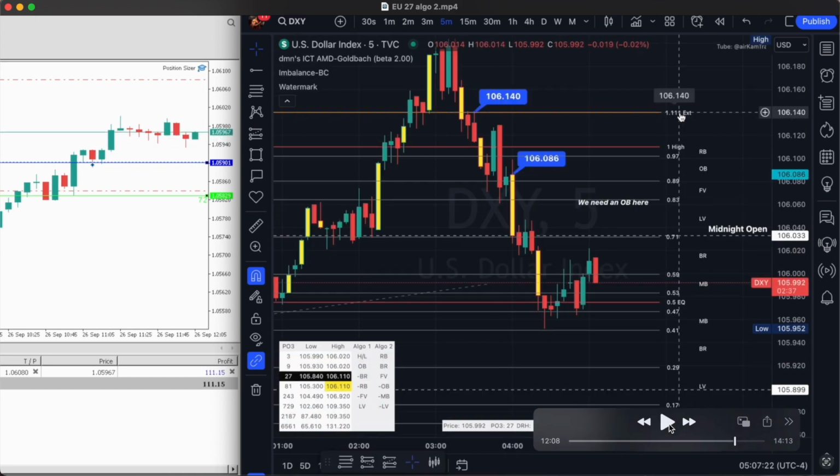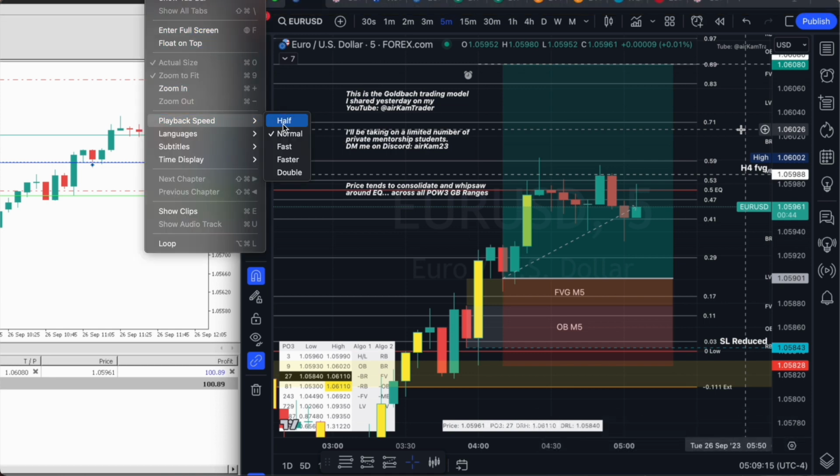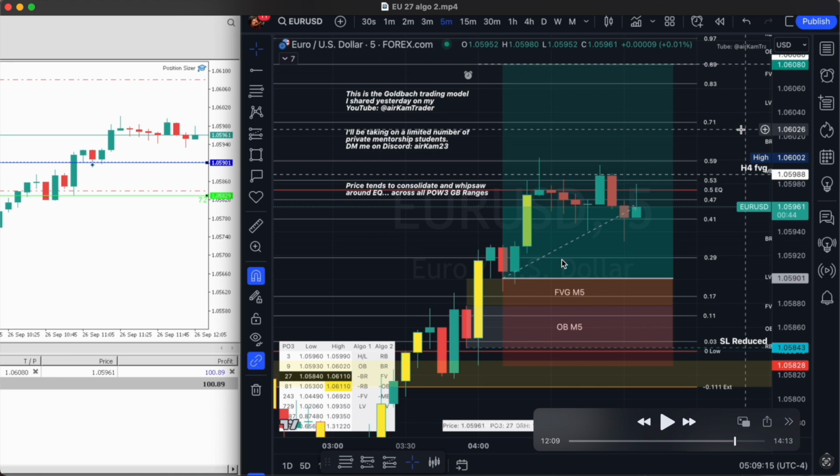Okay, now I'm checking the dollar index. I'm trying to find confluence on shorts. So it looks like we are respecting the 27 here. You see how I hit the extension? I would like to see an OB formed here, and it did form later. Okay, let's slow this down a bit. I got a bit overzealous.